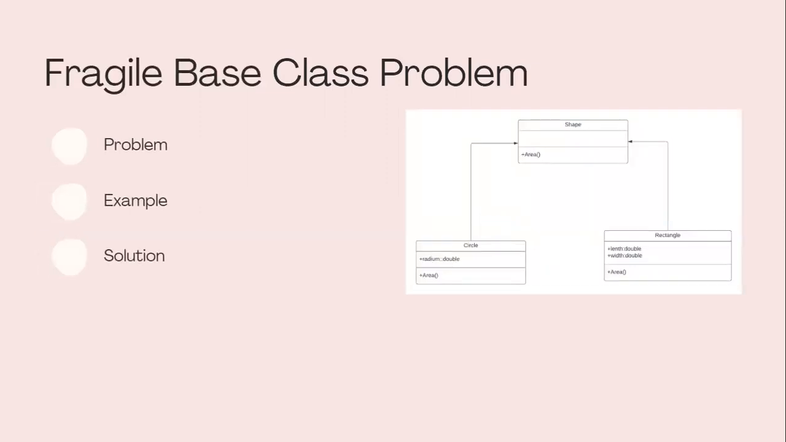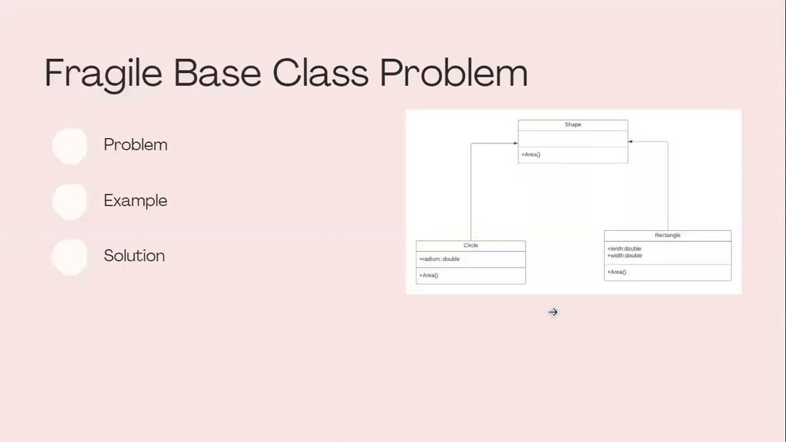First, let's talk about the fragile base class. This problem occurs when you have a base class that many other classes inherit from, and you make changes to the base class unintentionally that break the functionality of derived classes. For example, consider a Shape class as a base class that has an area property. If we later modify the area calculation logic, it can affect all the derived classes like Circle and Rectangle.